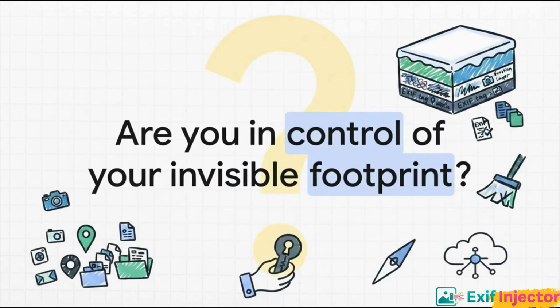Which leaves us with one final, pretty provocative question. Are you truly in control of your file's invisible footprint? Now that you know the difference between just the frosting and all those hidden layers beneath it, you really can't unsee it. Don't leave your privacy up to some outdated Exif scrubber.